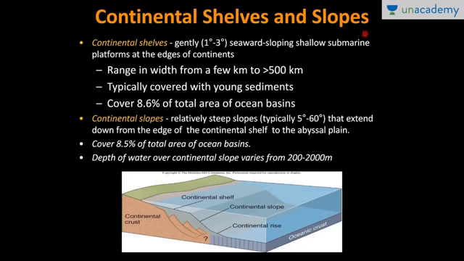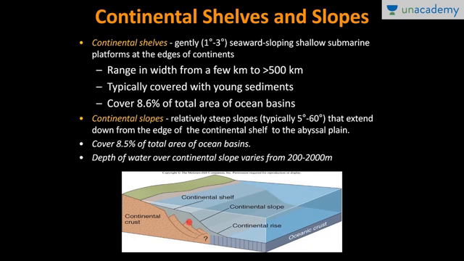Now, the continental shelves and slope. The first one, continental shelves, these are gently sloping, 1 to 3 degrees. They are seaward sloping, right? And these are shallow submarine platforms at the edges of continents. You can see it here. These are shallow continental shelves.